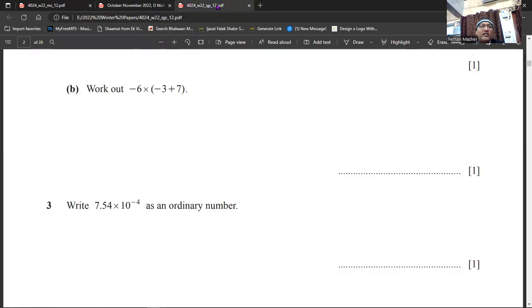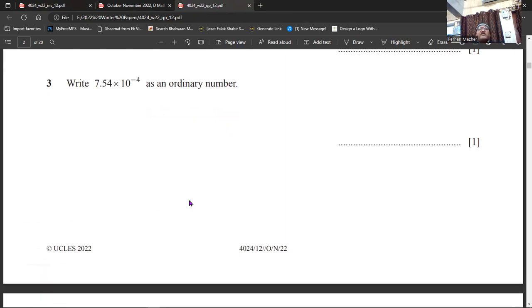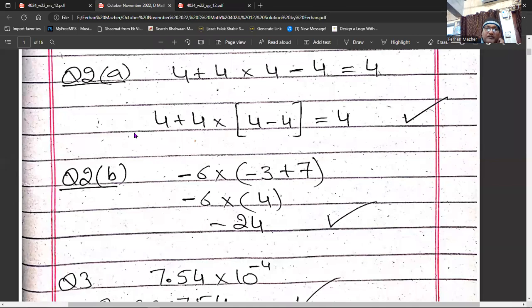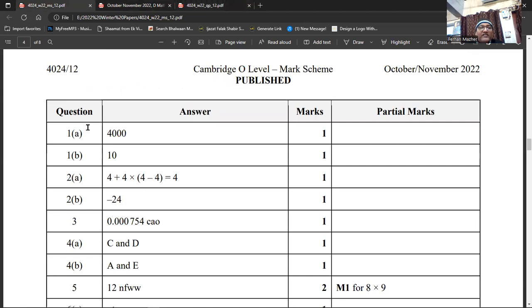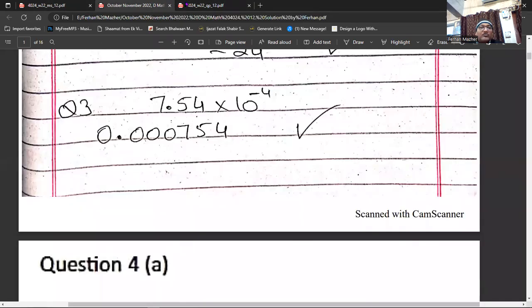This is the solution. Question number 3, he says write 7.5 exponent minus 4 as an ordinary number. Because the power is negative 4 here, this decimal will move 4 steps to the left. So when I move my decimal 4 steps to the left, I will get 0.000754. So the decimal moved from here, it moves 4 steps to the left. So 0.000754 is the right answer. This is my solution, and here we go.